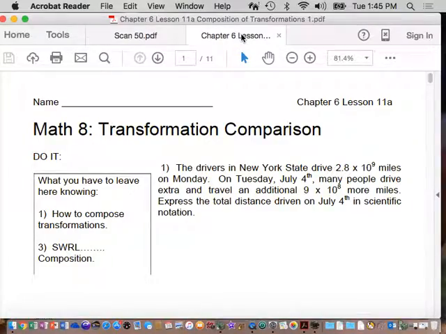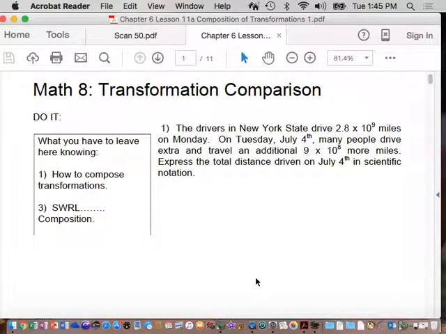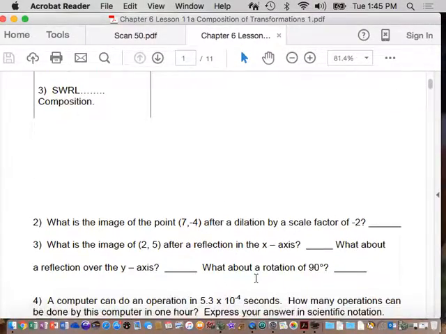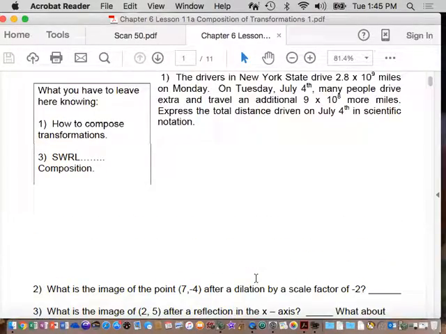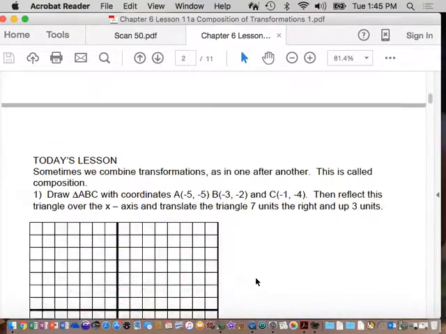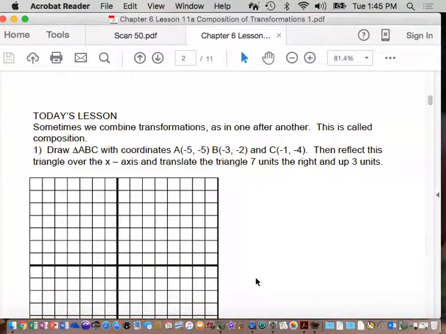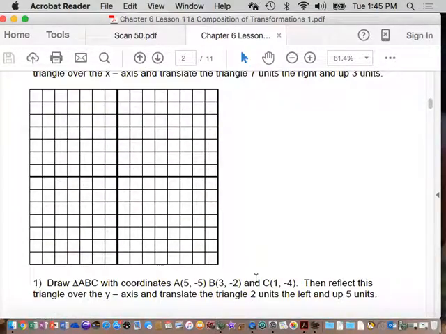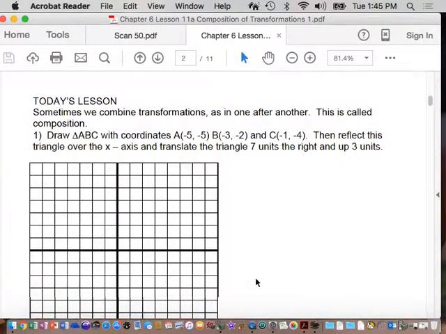Now let's talk about today's lesson. We end in about 7 minutes, so I'm not going to redo the first part of this, the do it part. I want to get right into today's lesson. Today's lesson is a little bit different because we're going to combine transformations one after another. This is called composition of transformations. Compose meaning to put it all together.